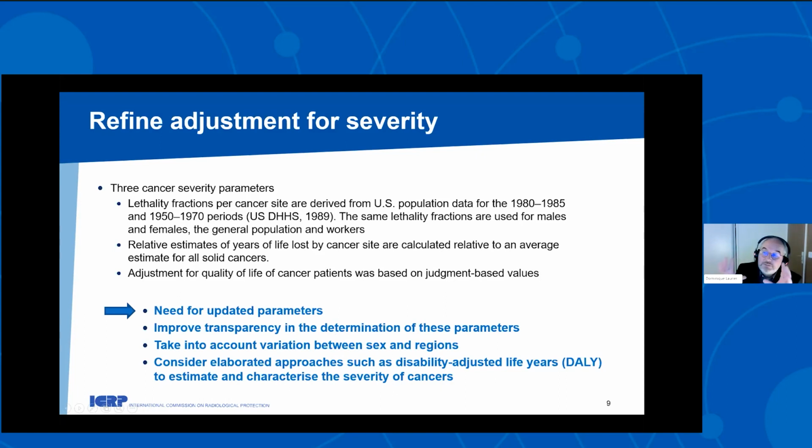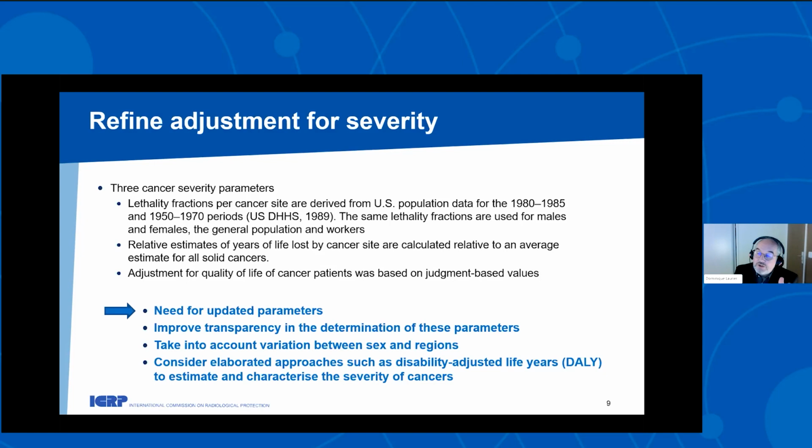Again, this part on the severity of cancer is not coming from the radiation field. It's not coming from our knowledge of the effects of radiation. It is based on the reflection of the consequences, the health consequences of cancer. And several indicators have been developed outside of the radiation field, like the DALY, for example, that are very useful and used widely to quantify and to reflect the consequences of cancer.